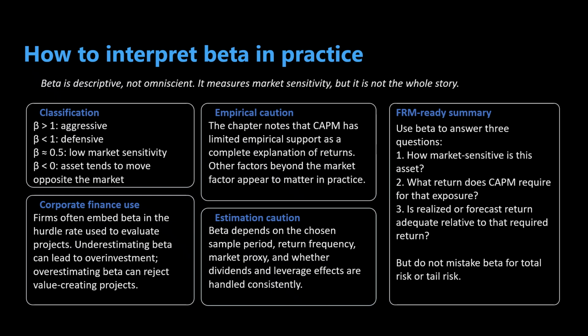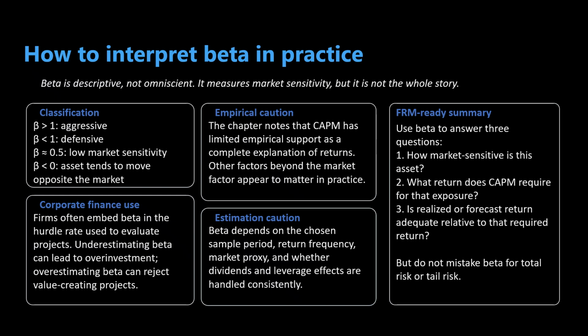A near zero beta indicates market neutrality. That is, the asset's return is largely uncorrelated with the market. Some hedge funds target near zero beta explicitly. A beta smaller than 0 is a hedge-like status. The asset tends to move opposite to the market. This is of course rare for equities but can occur for certain commodities or volatility instruments.